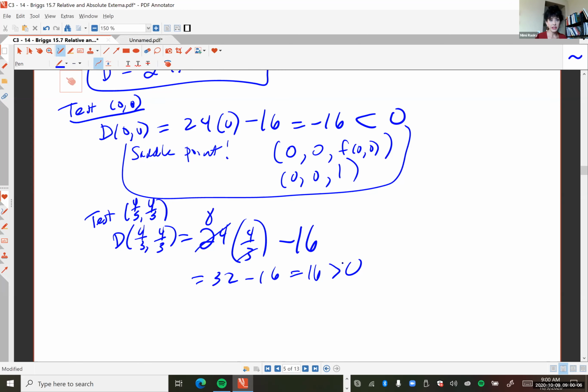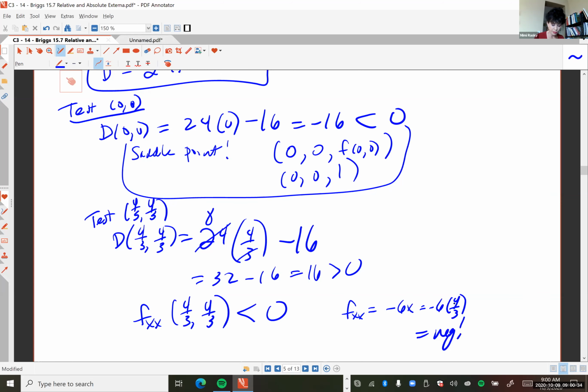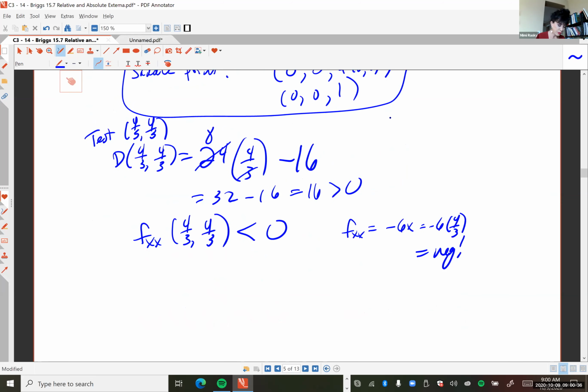So now what? Well, the theorem says if D is positive, you aren't sure. It could be a max or a min. So then you have to evaluate fxx at your critical point and see if it's positive or negative. And it turns out it's negative. Why is that? Well, because fxx was equal to negative 6x. If you plug in your 4/3, this is going to be a negative number, because a negative times a positive is negative. So what can you conclude when your D is positive but fxx is negative? If you look at the theorem, it's a relative max.